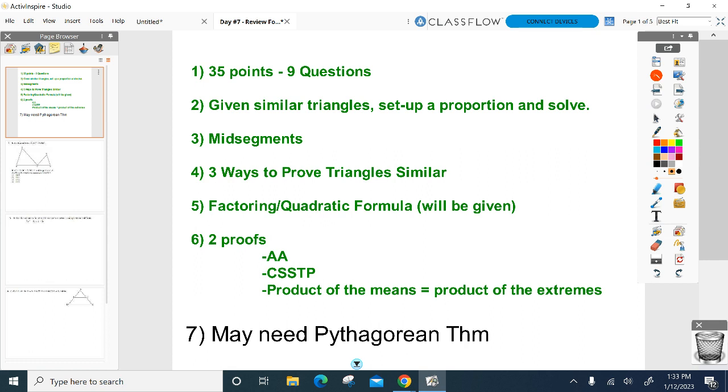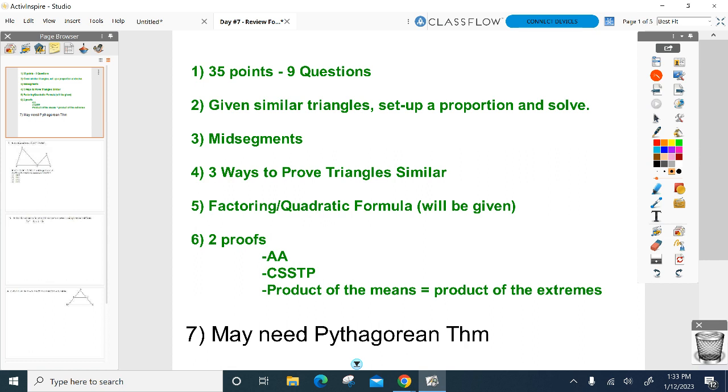9 questions, 35 points. Last grade of the quarter. No homework grades next week. No test grades. We're studying for the midterm. So I'll give you some similar triangles, set up a proportion and solve. That's nothing new. Mid segments, make sure you know the 2 rules, parallel and half the third side.